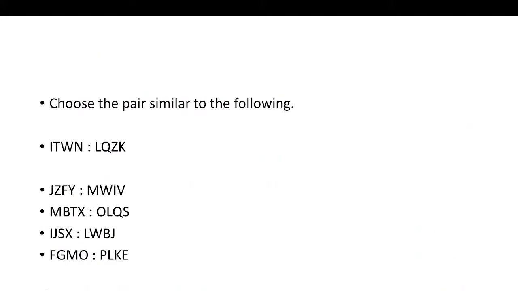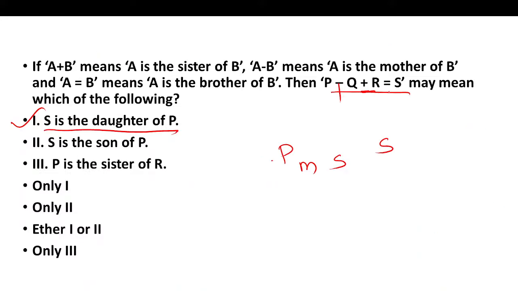Can you answer this question? Next is equals to means brother. So we have to identify the relation between P to S, starting from S, continue up to P. Okay, first B. B indicates what? Brother. Brother's sister. Sister only. Sister's mother. Mother.